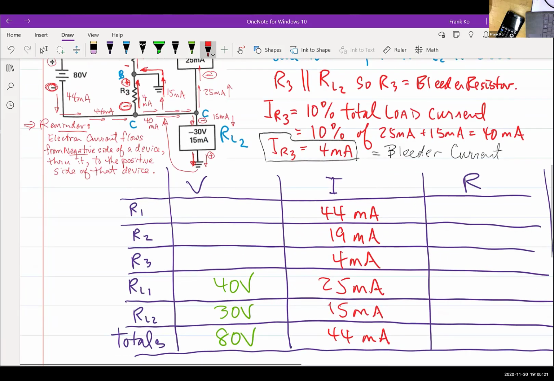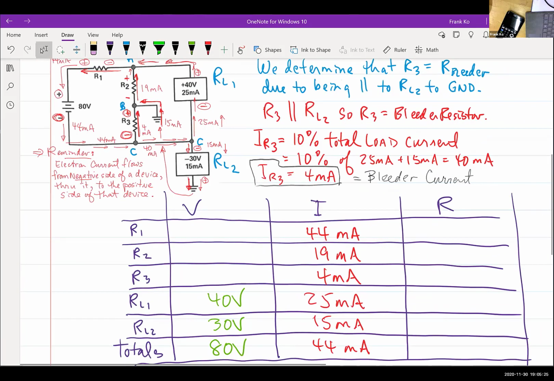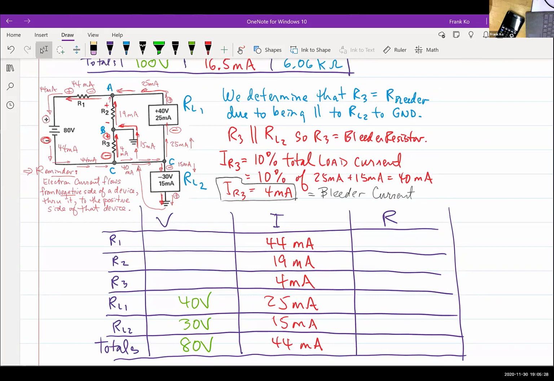Have we completed our current analysis to fill in this table so far? All the currents are determined, the directions of currents are determined, and the math seems to work out. Everybody okay? And the polarities should also work out. Now, how do you determine the voltage of R1? How do we determine the voltage of R1?